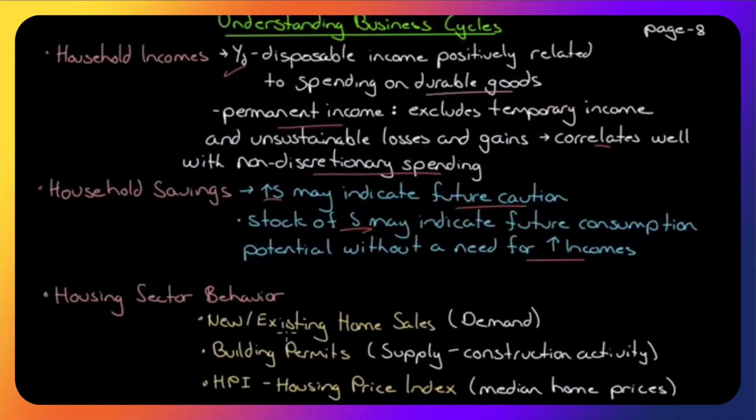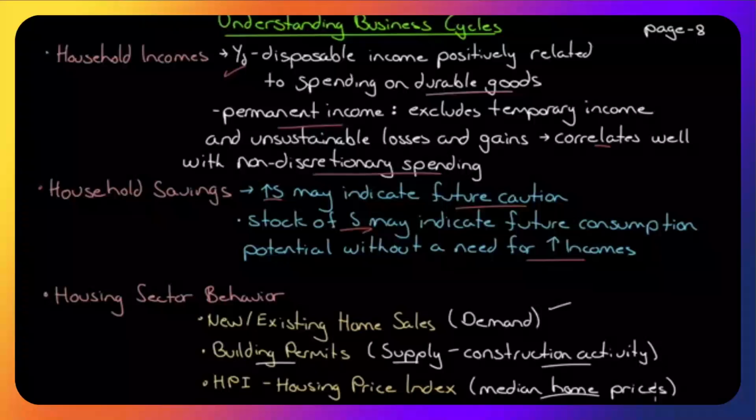Reports that we can look at: new and existing home sales. This will give us some idea of the level of demand. Building permits. This will give us some idea of the level of supply that will be coming on the market and the level of construction activity in an economy. The HPI, a housing price index, publishes the median home prices. It gives us some idea of affordability.